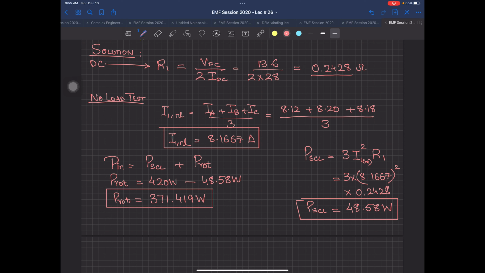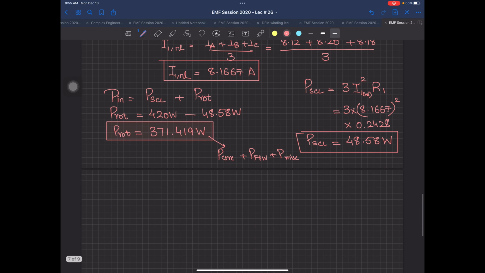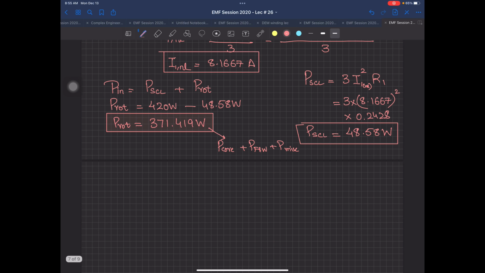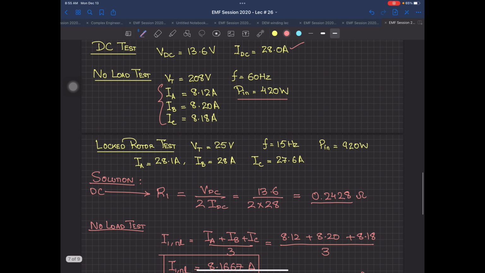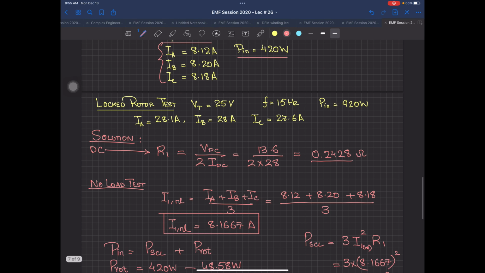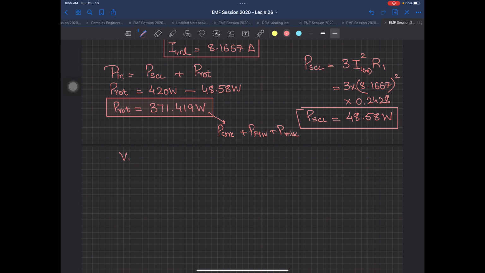And one thing very, very important: this includes the core loss plus the friction and windage plus any miscellaneous or stray losses. Okay? Not asked in this question, but better to find it out because sometimes you have to use it. Now the next thing, since we are still working on the no load test, we know the voltage is 208. So VT is equal to 208 volts. Converting this into phase voltage, because this is Y connected, this will be equal to Vt divided by under root 3.